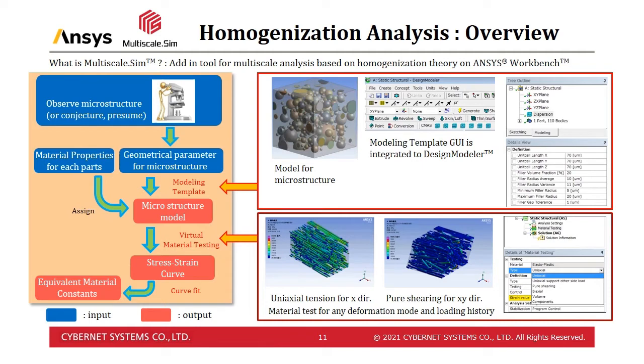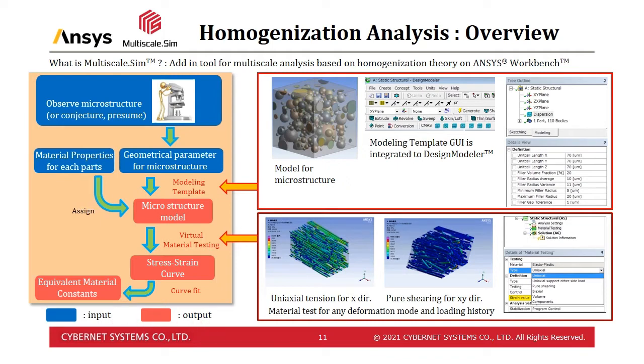I will explain the most important function of Multiscale.sim, whose name is homogenization analysis. What you can see here is a schematic diagram to explain the procedure to evaluate the material constants using Multiscale.sim. You can get macroscopic anisotropic material constants as a result of this analysis without any real material testing. The steps colored in blue are input and red means the output information.